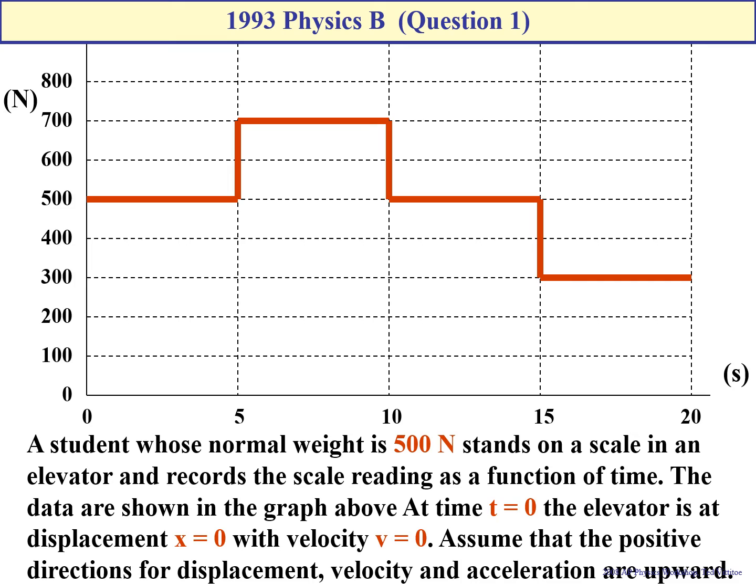So this question right here says a student whose normal weight is 500 newtons stands on a scale in an elevator and records the scale reading as a function of time. The data are shown in the graph above. At time t equal to 0, the elevator is at a displacement of 0 meters and velocity of 0. So assume that the positive directions for displacement, velocity, and acceleration are all upward.